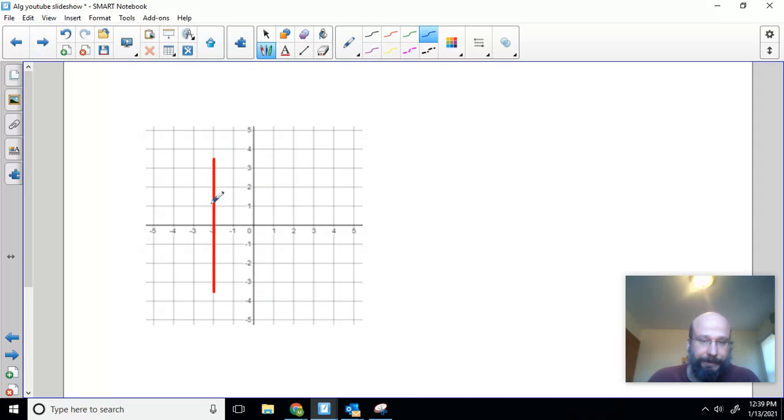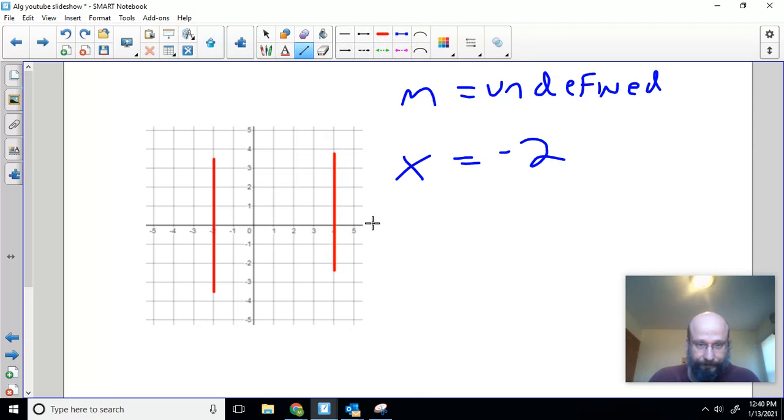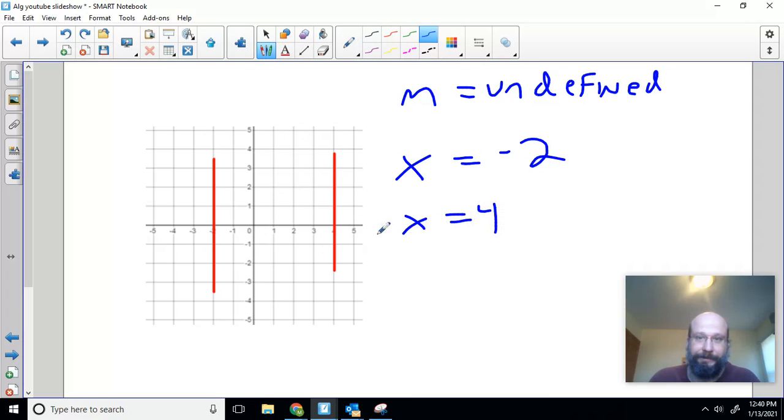A vertical line like this one crosses the x. This has a slope of undefined, the nose of Mr. Slope Guy, and the equation is going to be wherever it crosses the x. For this red line, it's x equals -2. Again, we'll just pretend that was a straight up and down line. Since this one crosses the x at 4, this one would be x equals 4 for these vertical lines, right?